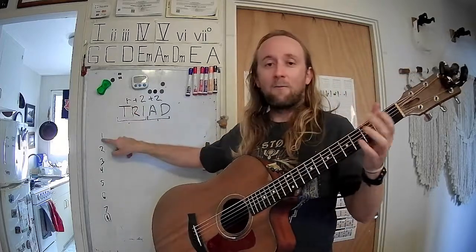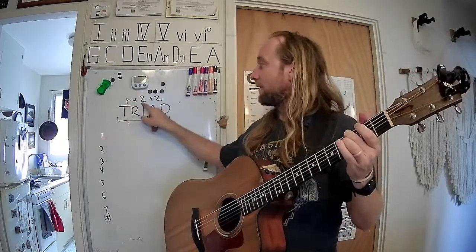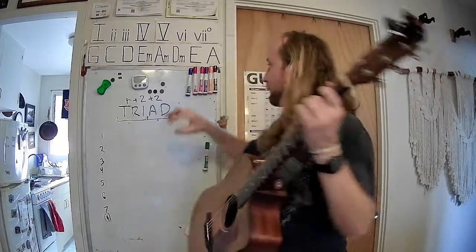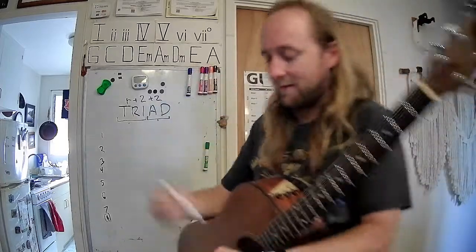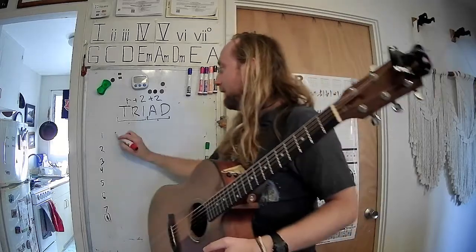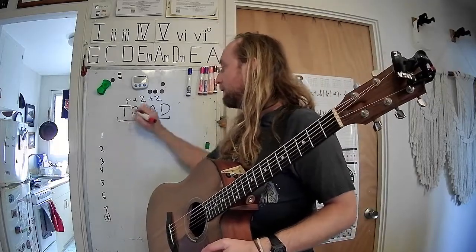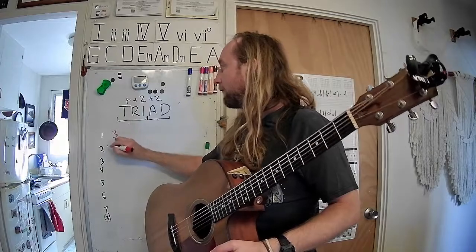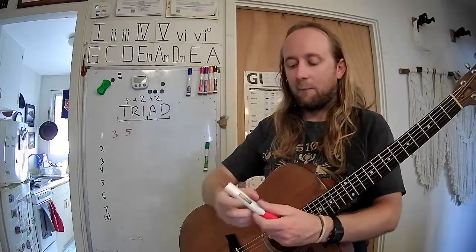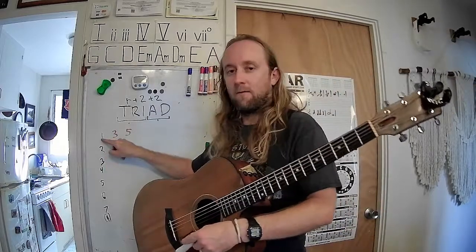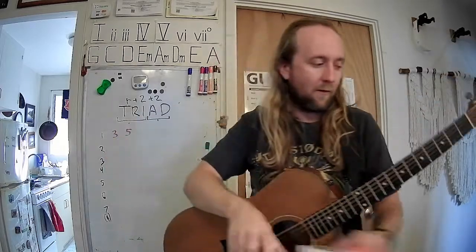So if we're starting on 1, 1 plus 2 equals 3. I'll do this in a different color ink. I'm pretty sure you won't really be able to see this all that well, but whatever. So here's 1. 1 plus 2 equals 3, and 3 plus 2 equals 5. So that's what we're going to be dealing with when we take the first note of any key and turn it into a chord.